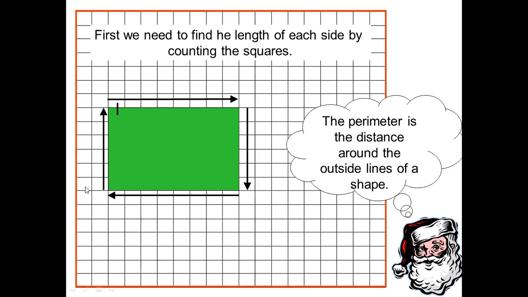So when I find them, I will count them like this: 1, 2, 3, 4, 5, 6, 7, 8. So this side is 8 centimeter, and this side is 1, 2, 3, 4, 5, 6, and this is 6 centimeter. So the perimeter will be 8 plus 6 plus 8 plus 6, which is going to be 28 centimeter.